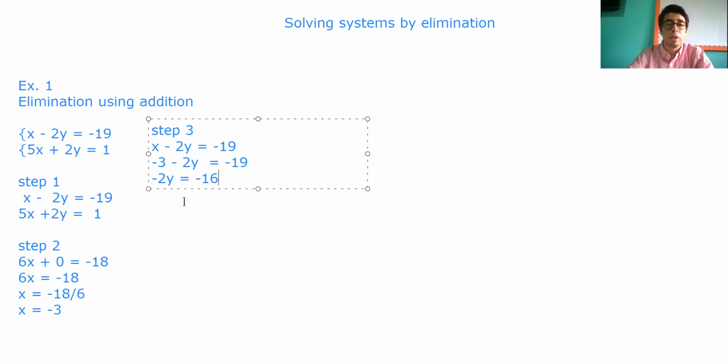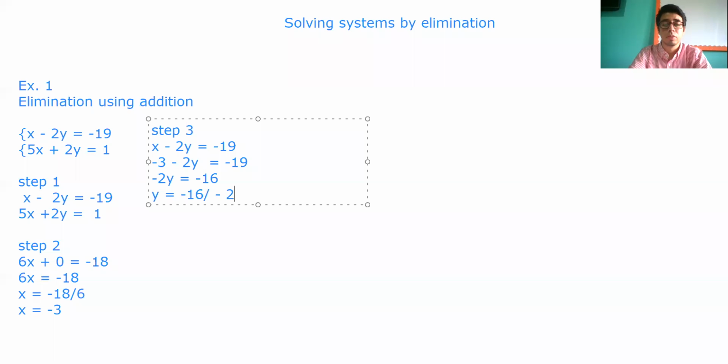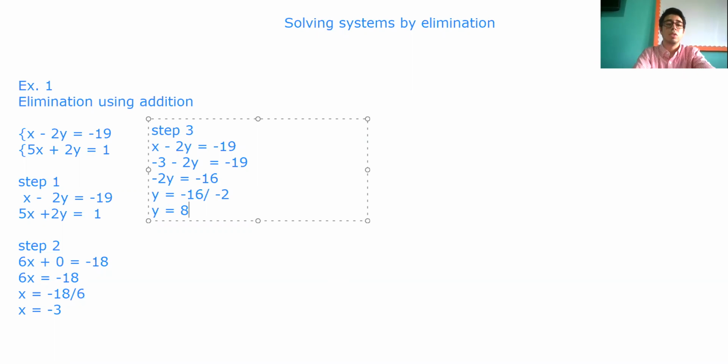Then the other number that I have that is multiplying my variable y is the number 2. It's negative, so I'm going to pass it to the other side to divide with the negative sign. Y is equal negative 16 divided by negative 2. And what number do we have? That y is equal positive 8, because negative divided by negative is going to be a positive.